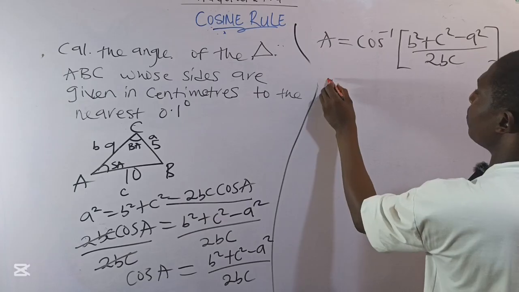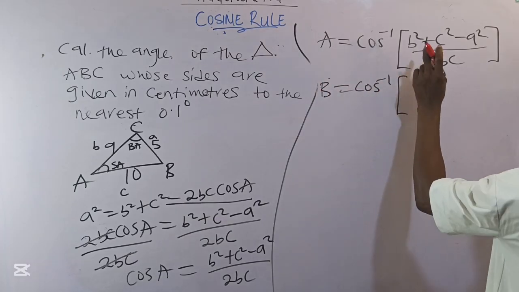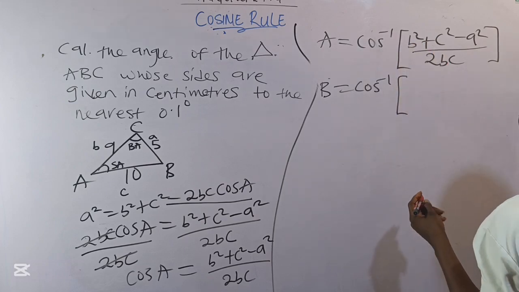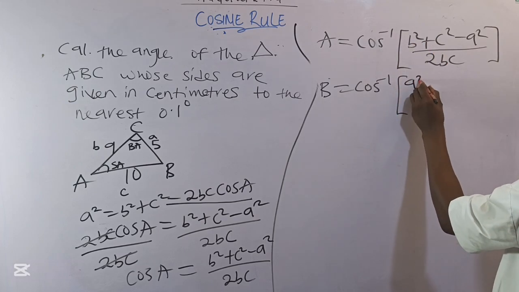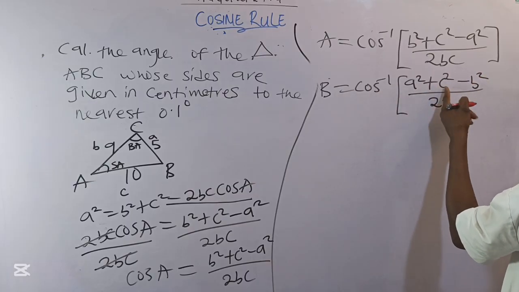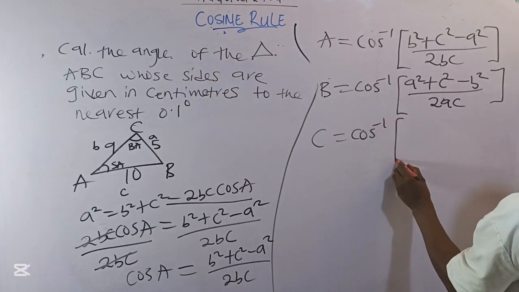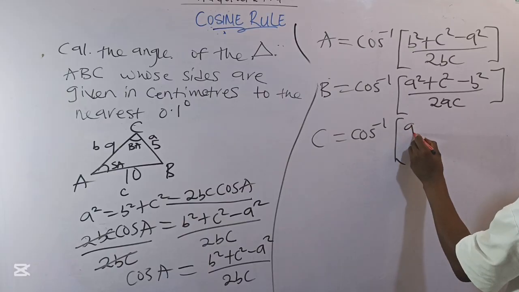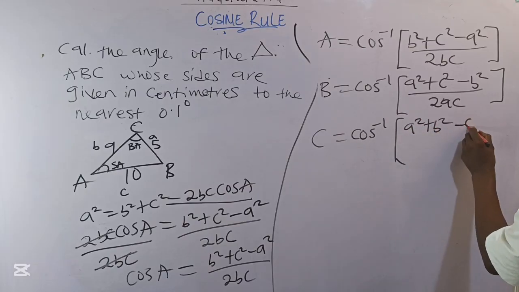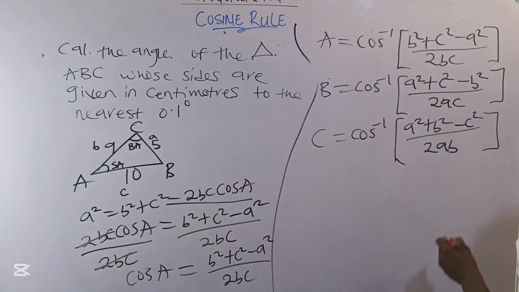In the same way, we can simply have our angle B equal to cos inverse of a square plus c square minus small letter b square all over 2AC. And for our angle C, we have it as cos inverse of open brackets, since C is here, a square plus b square minus the small letter c square all over 2 times AB, without the squares. So these are the three formulas we'll use to calculate the three angles.